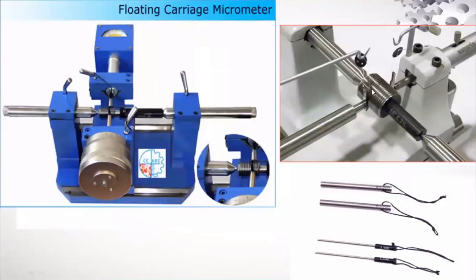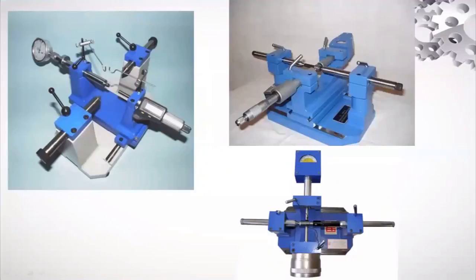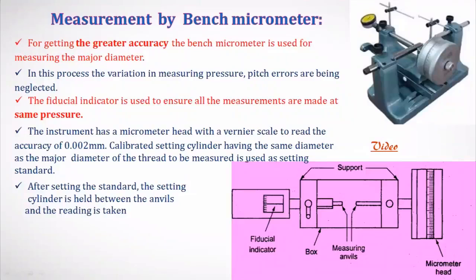See here on the screen, these are the hooks through which these rods or wires will be hung. That is what is called a floating carriage micrometer or bench micrometer. You can see on this screen also, these hooks, through which the wires will be hung using this instrument. The wires or rods will come in contact with the screw threads. Right? The bench micrometer, which we discussed in the last class.